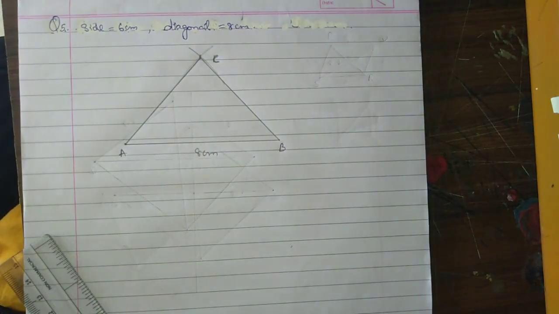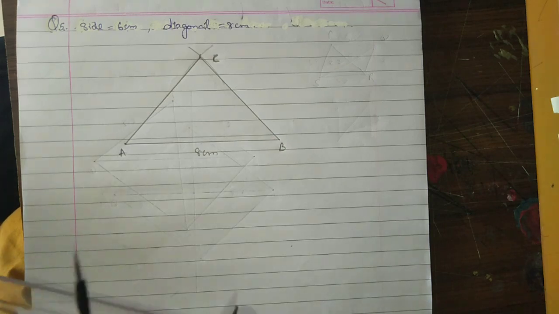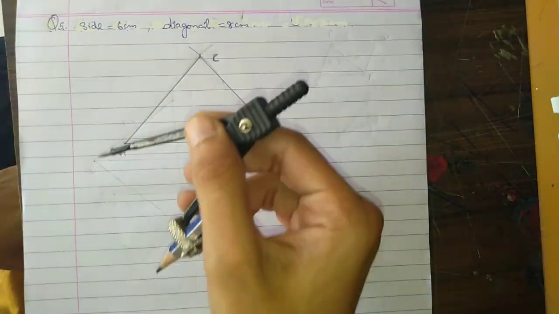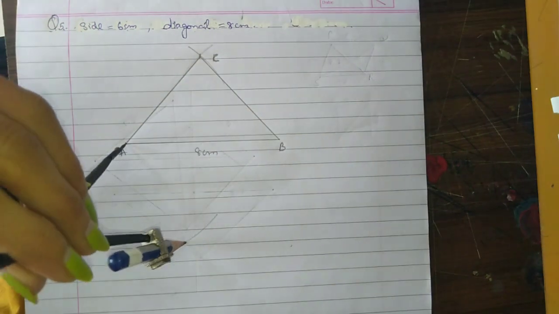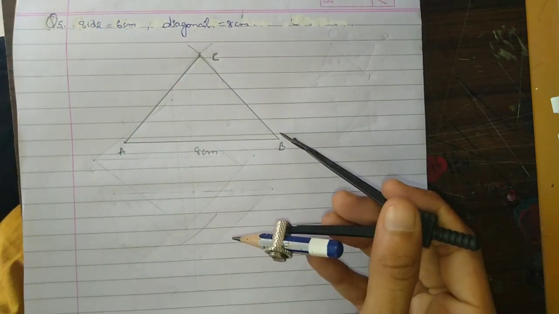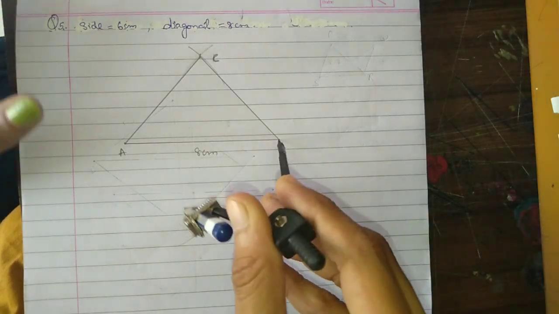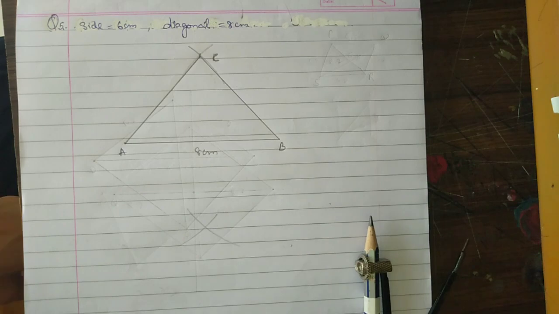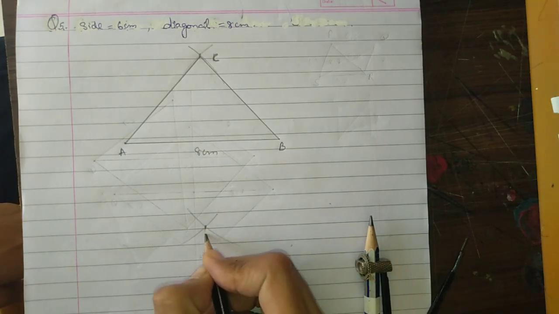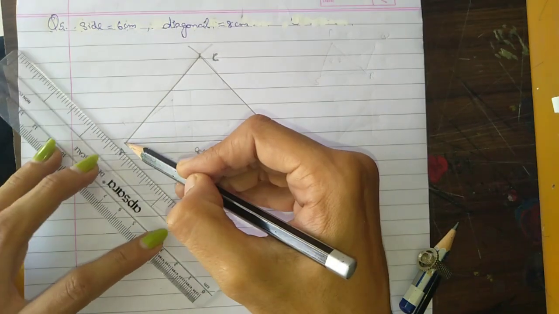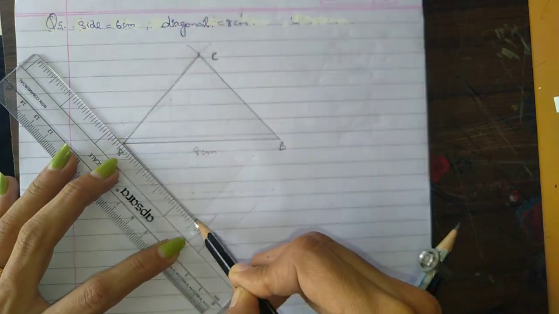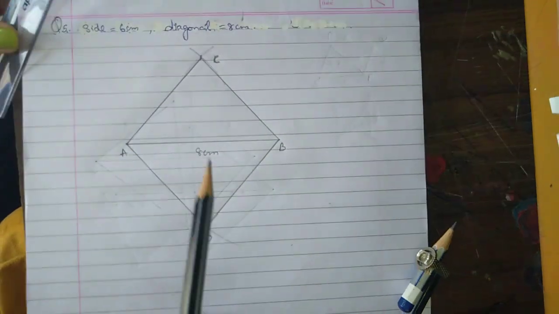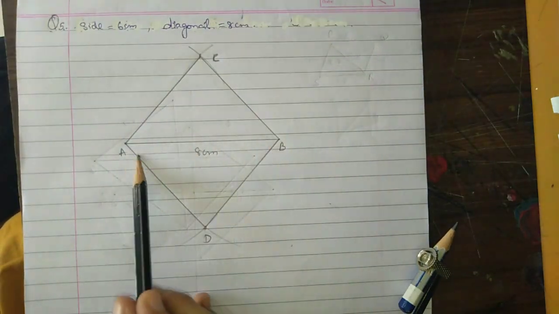Again we have to draw the same measurement, that is 6 cm. Keep the pointer on A and draw the arc. Keep the pointer on B and draw another arc that intersects the first arc. So we will join this. Give this the name D. Now join AD and BD. Rhombus formed, all the sides are equal and the diagonal is 8 cm.